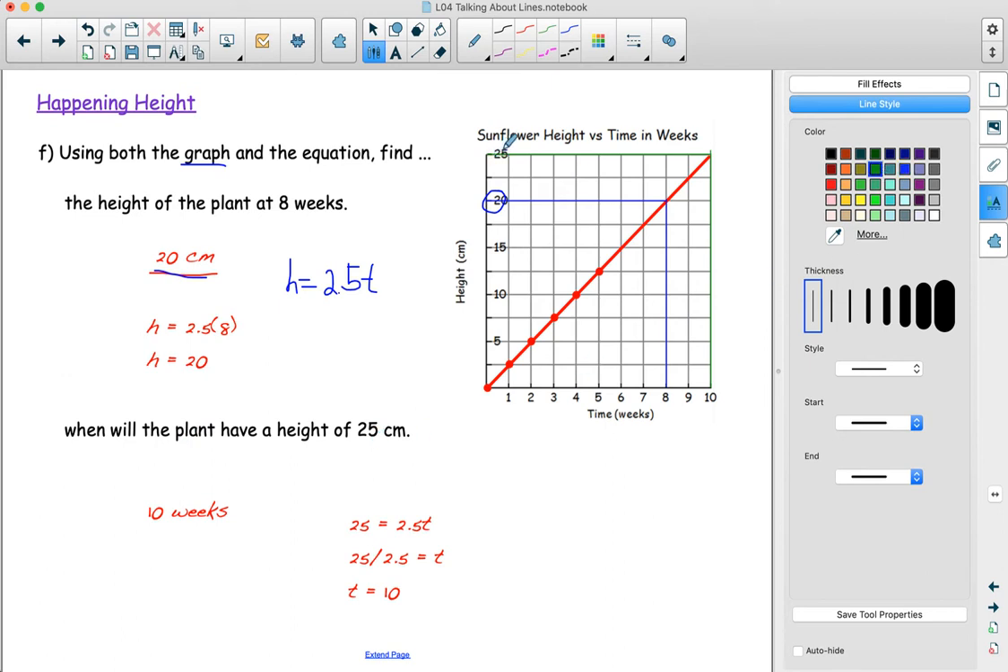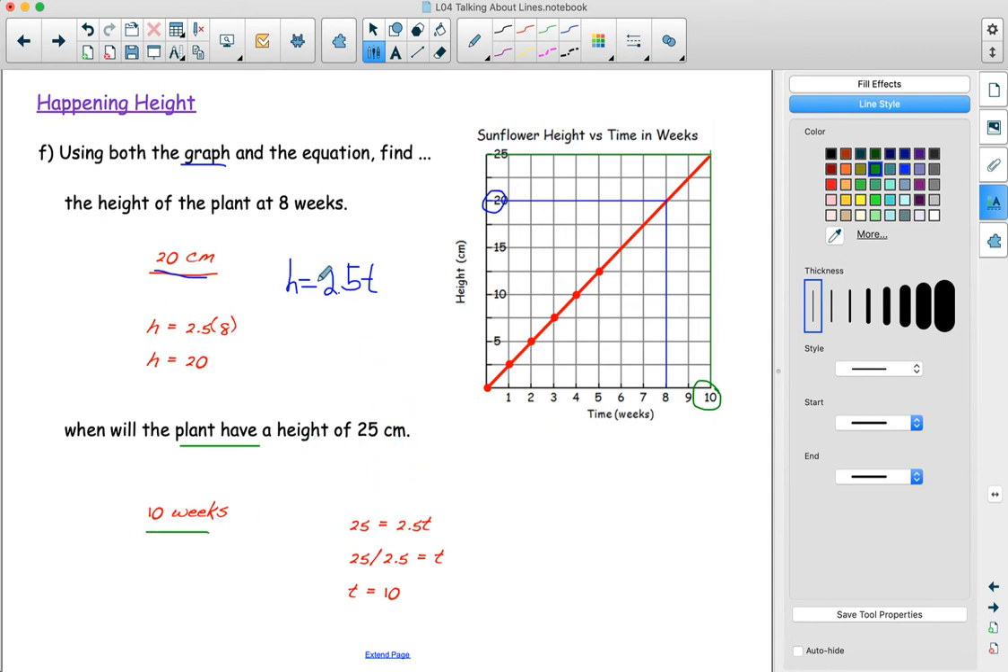So I drew a green guideline, came up to 25, horizontal line over to the curve, and then I drew a vertical line down to make my prediction, and I can see that would be 10. So I've done this using green guidelines, and again, whenever you're using the graph, please make sure you draw your guidelines. So I now know that was 10 weeks.